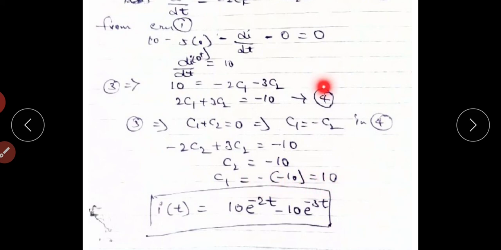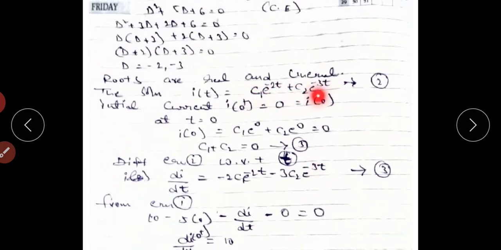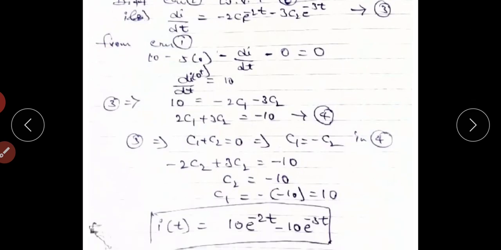The total response I of t equals c1 into e power minus 2t plus c2 into e power minus 3t. Okay, c1 equals 10, c2 equals minus 10. So finally, I of t equals 10 into e power minus 2t minus 10 into e power minus 3t amperes. Okay, this is the current expression from t equals 0 to infinity for the given RLC circuit.